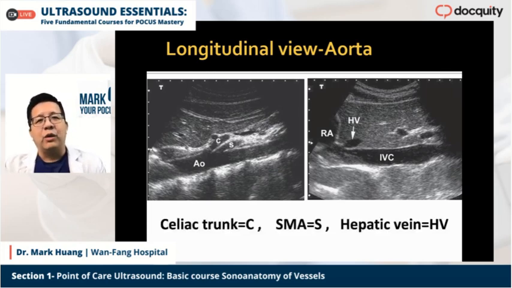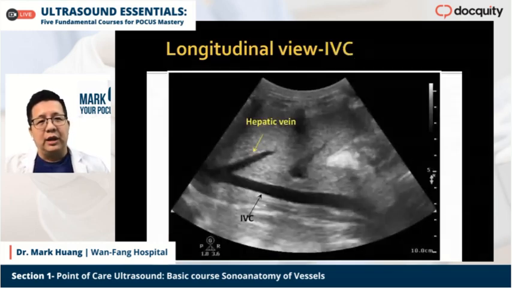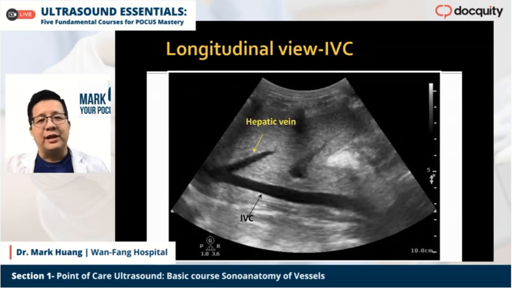So it is quite easy to search these structures. The IVC is important because it almost reflects our volume status in some conditions. It is a reference to help you decide whether to give the patient water or give inotropic medicine. So it's very important.